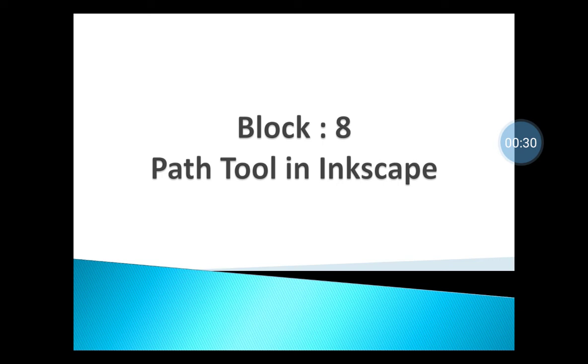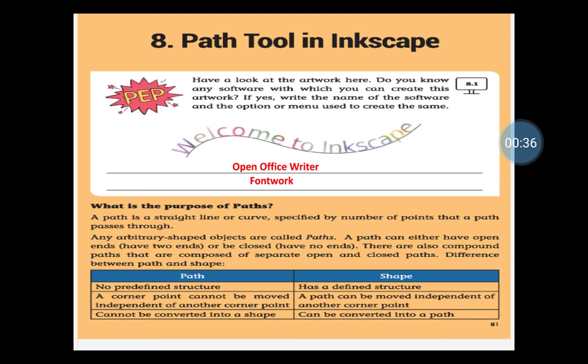Okay, so first you have to open your studio book and open page number 81. So this lesson we will start with the first activity, 8.1 pep activity. Here I'll read this activity. Have a look at the artwork here. Do you know any software with which you can create this artwork? If yes, write the name of the software and the option or menu used to create the same.